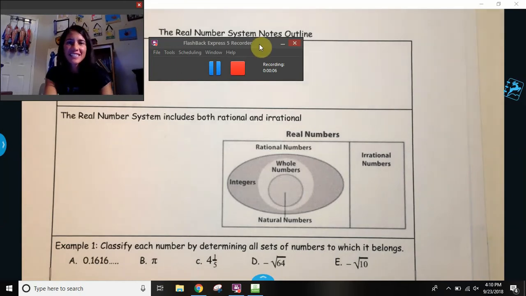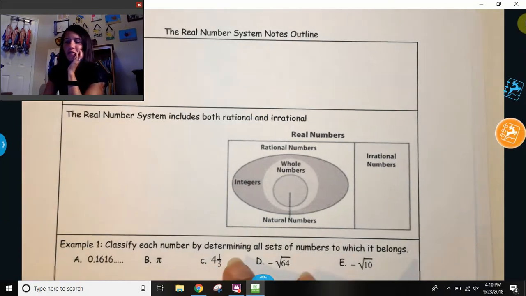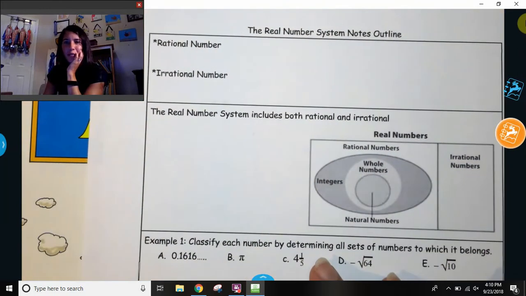Today's lesson is the real number system. I realized I cut off my vocabulary words.